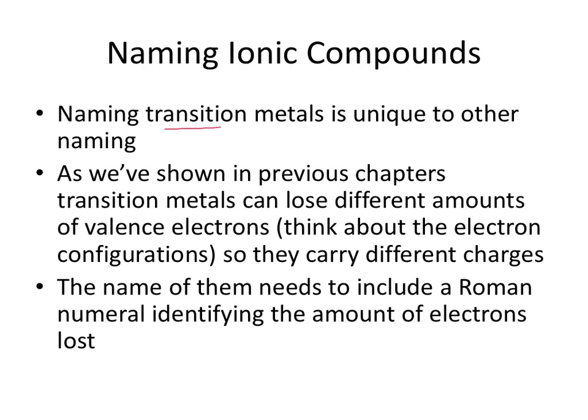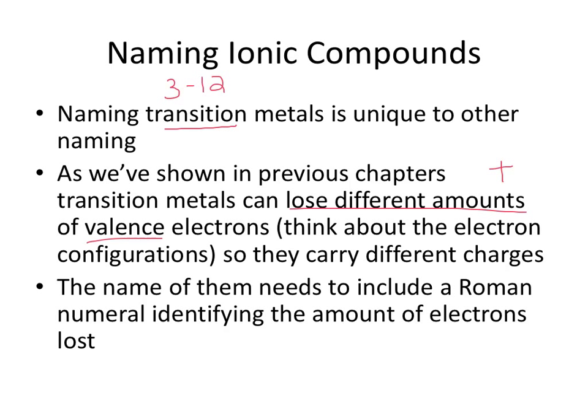So transition metals, remember, are groups 3 through 12 on your periodic table. And these are unique when we're trying to name them because, as we've been looking at with the periodic table, I keep telling you that transition metals can lose different amounts of electrons, of valence electrons to be specific. So we don't really know what their charge is going to be. We couldn't specifically say it's going to be 1 plus, it's going to be 2 plus. But I can tell you this, they are positive because they're metals and they will lose electrons.